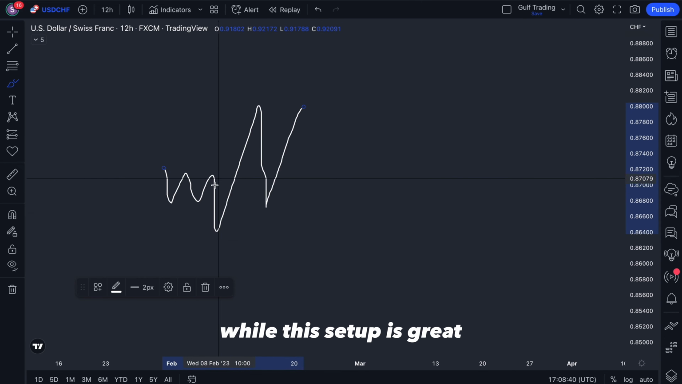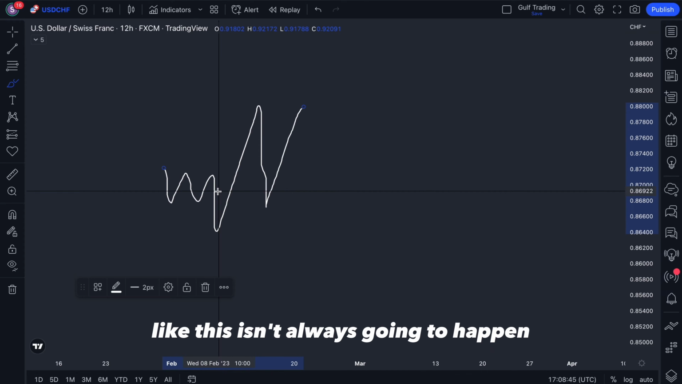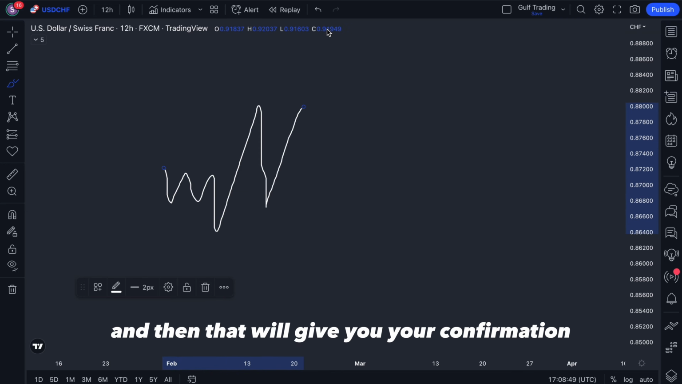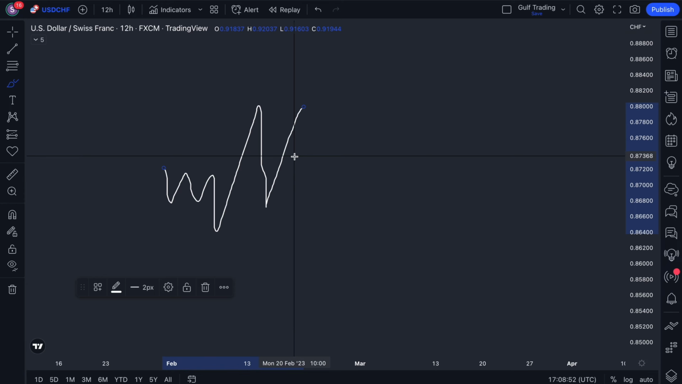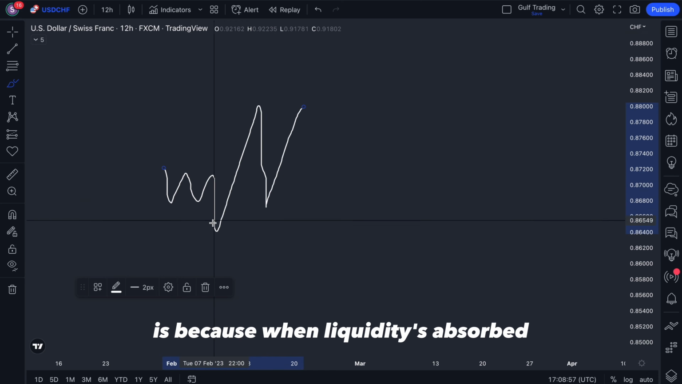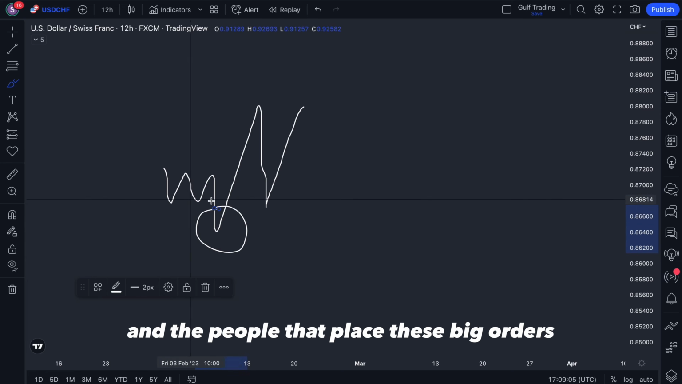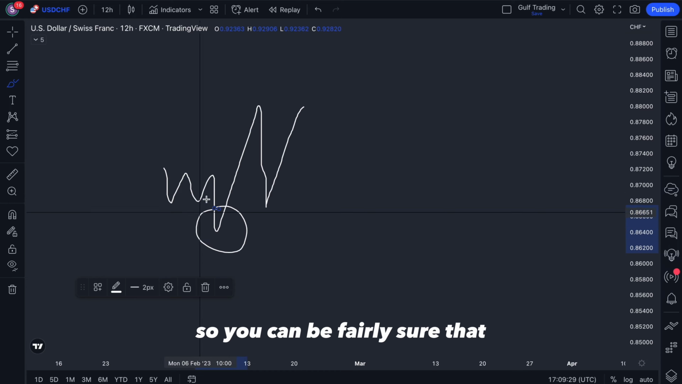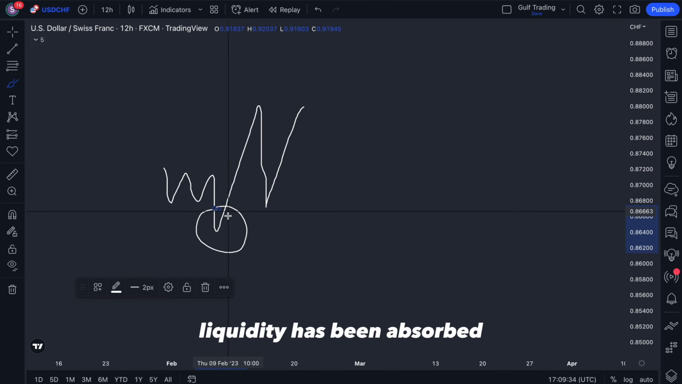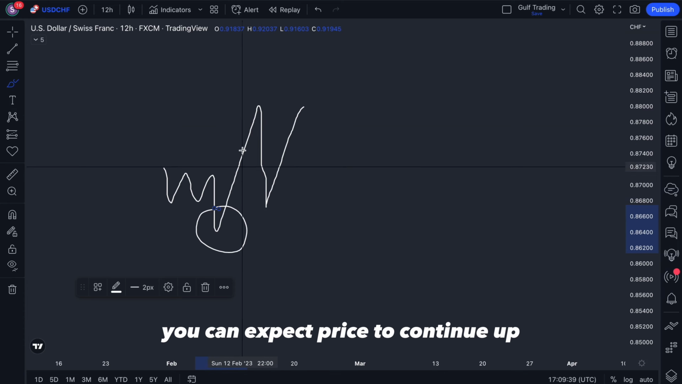And while this setup is great and it does work fairly often, seeing it perfectly like this isn't always going to happen, and you don't have to. You can just see some liquidity get absorbed, and then that will give you your confirmation. But the reason that this gives you confirmation that we're going to go long is because when liquidity is absorbed, it means that a lot of buy orders were placed in this area here. And the people that are placing these big orders are the big institutions. So you can be fairly sure that when this happens and you get a confirmation that liquidity is being absorbed, sells a lot of liquidity here, and then price pushes up, you can expect price to continue up.